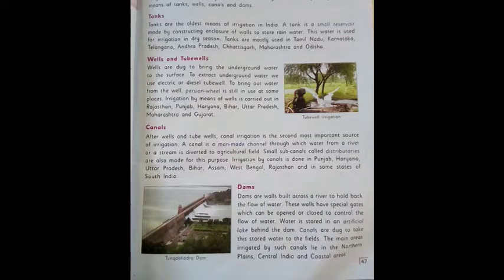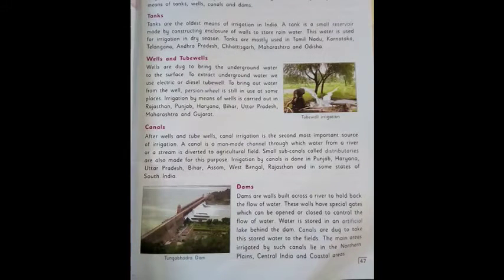After wells, the second most important source of irrigation is canals. A canal is a man-made channel through which water from a river or stream is taken to the agricultural field, and the small sub-canals are called distributaries, which are made for the purpose of irrigation. With the help of irrigation, farmers of Punjab, Haryana, Uttar Pradesh, Bihar, Assam, West Bengal, Rajasthan, and some states of South India grow a very good amount of crops.